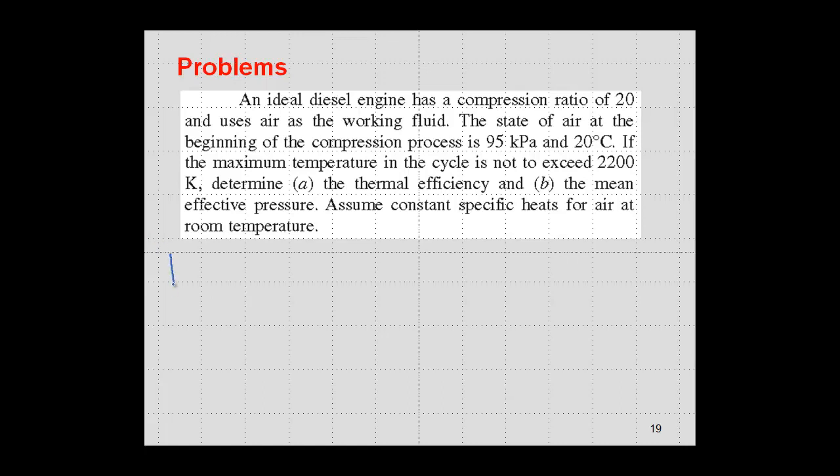So we start with our PV diagram. We know we start with an isentropic compression. Then we have a constant pressure heat addition, isentropic expansion, and then constant volume heat rejection. So these are our states.